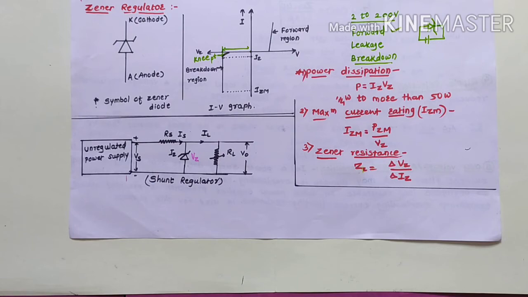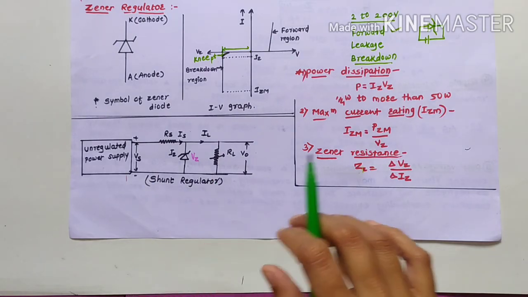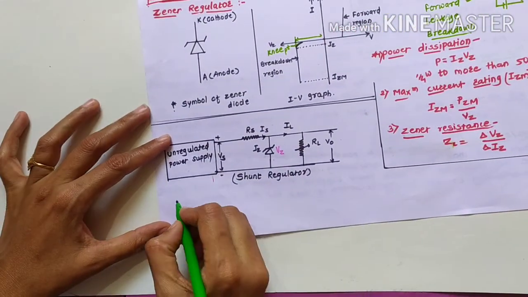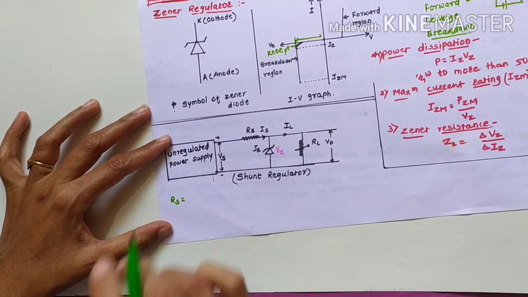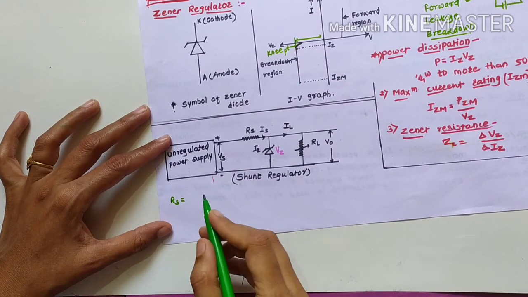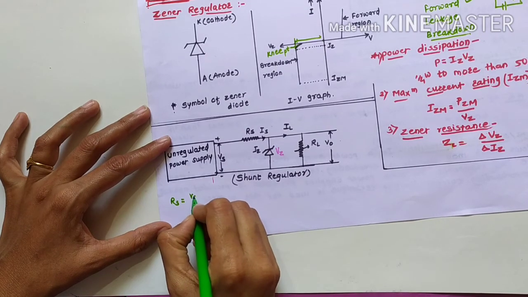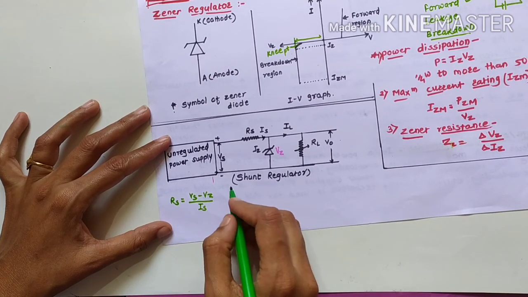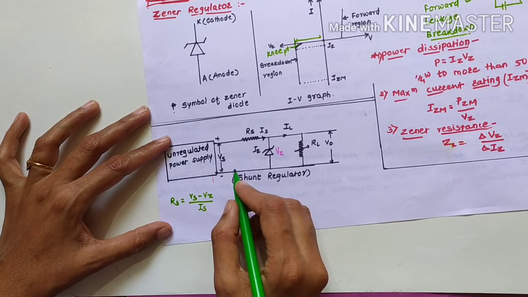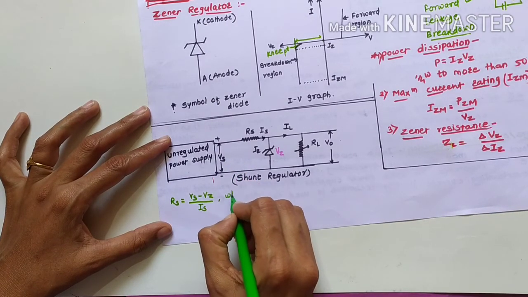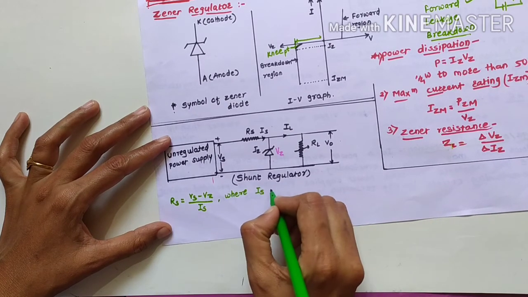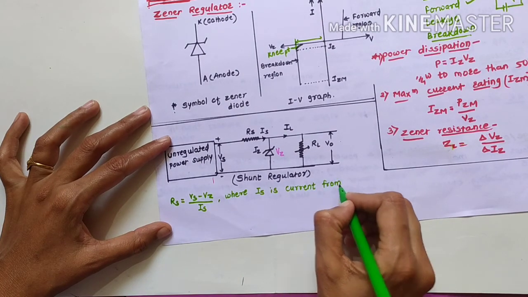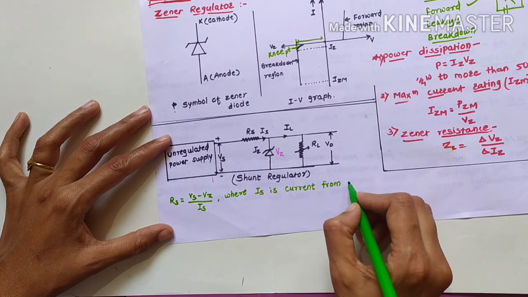That is given by the equation for the resistance: Rs is equal to Vs minus Vz upon Is, where Is is the current from the unregulated supply.